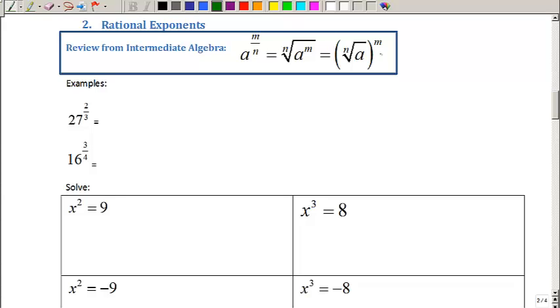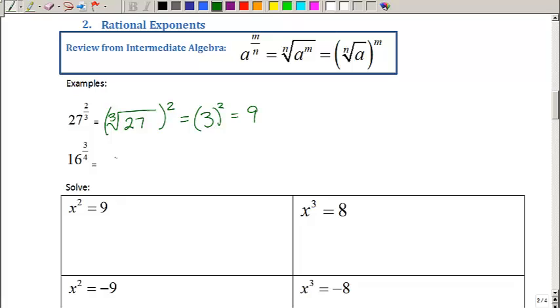Here's two examples. 27 to the 2/3. Now some of you may not be able to do that in your head, but we can rewrite it as the cube root of 27 squared. We all know that the cube root of 27 is 3, and 3 squared is simply 9. So 27 to the 2/3 was very easy to solve when we rewrote it in radical form.